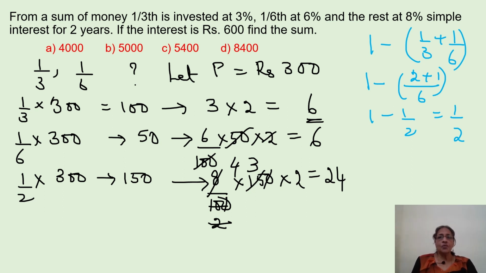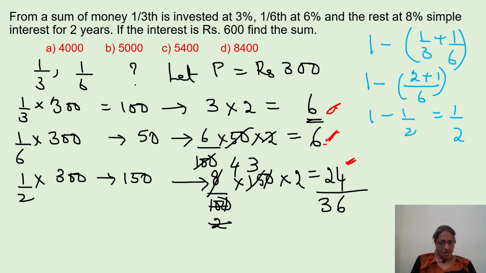Okay, so now we have got all the three interests. That is, in the first case we have got a 6, second case we have got a 6, and the third case we have got 24. So this total interest comes out to be 36 rupees.